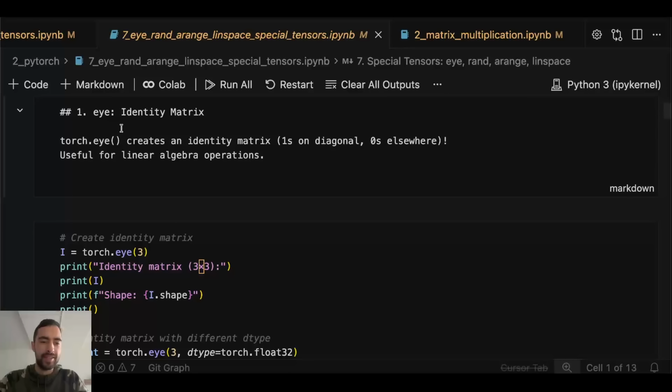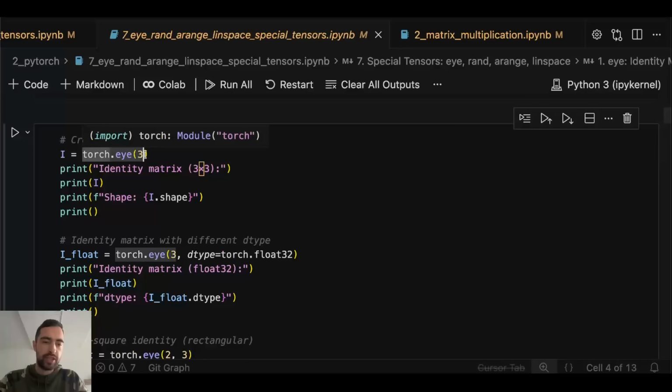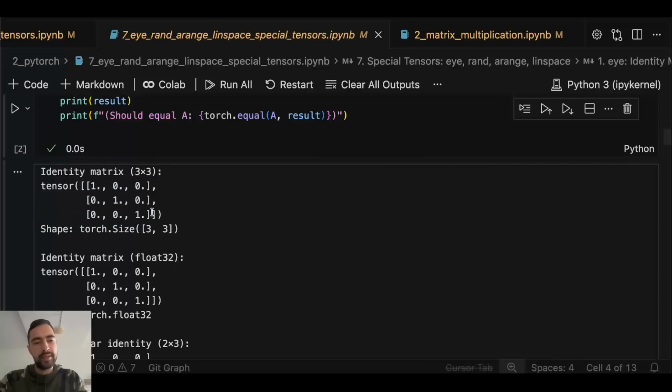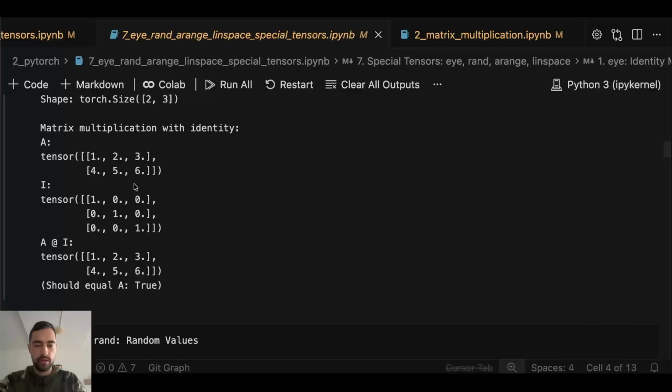So we have the identity matrix. If you say torch.eye 3, let's see, this will give you this identity matrix where it's ones on the diagonal and zeros outside. If you check my math course, you will see that multiplying any matrix with this identity matrix will give you that same matrix. It's like multiplying with 1. So if you have any matrix and you matrix multiply that with the identity matrix, it will give you the same matrix.